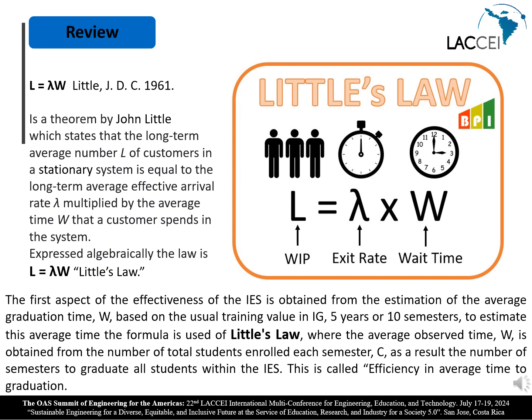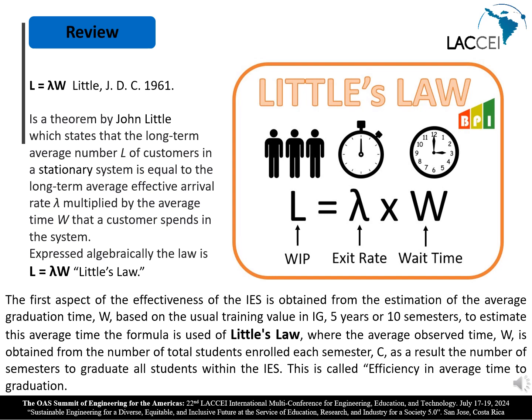Continuing with the review, it's necessary to know Little's law. It's a theorem by John Little which states that the long-term average number L of customers in a stationary system is equal to the long-term average effective arrival rate lambda multiplied by the average time W that a customer spends in the system. Expressed algebraically, Little's law is L equals lambda W.